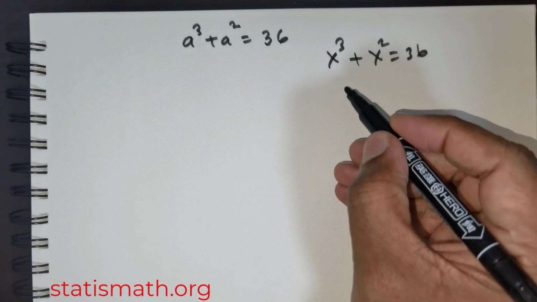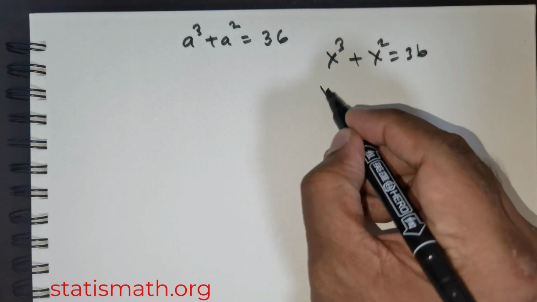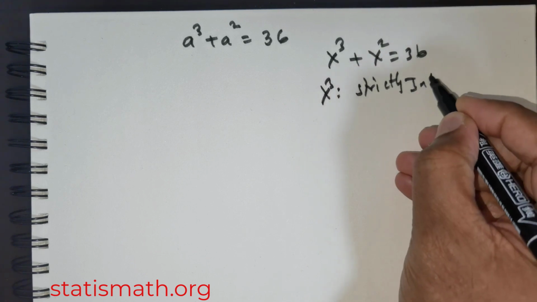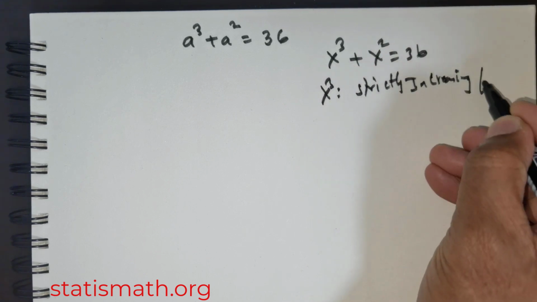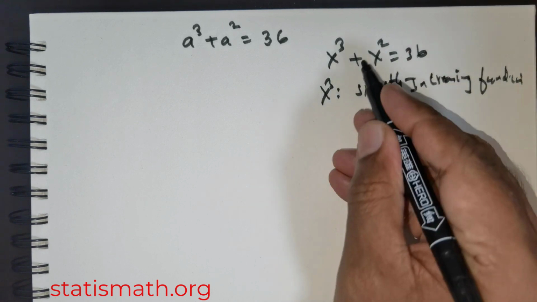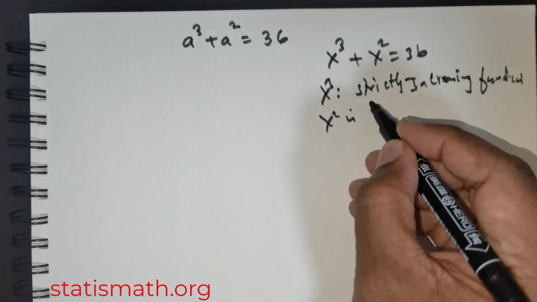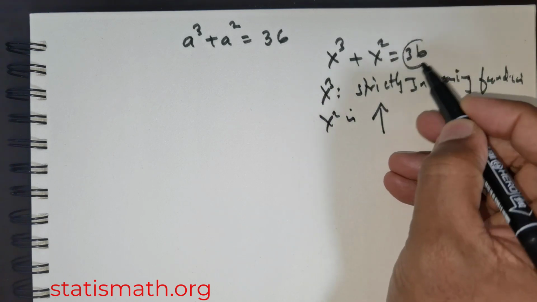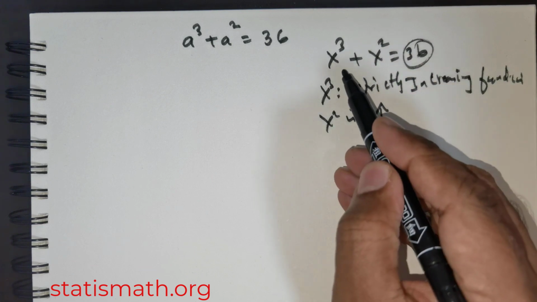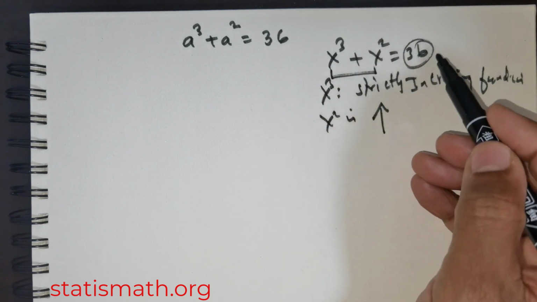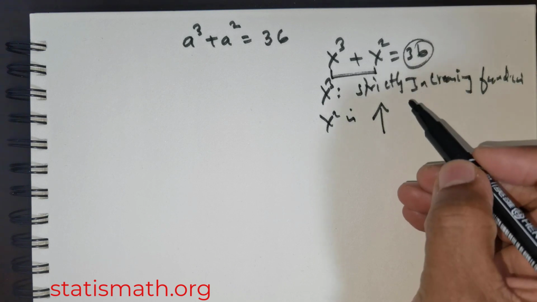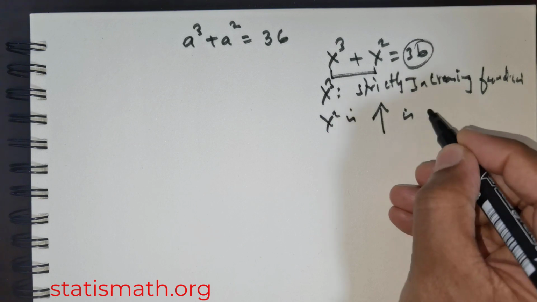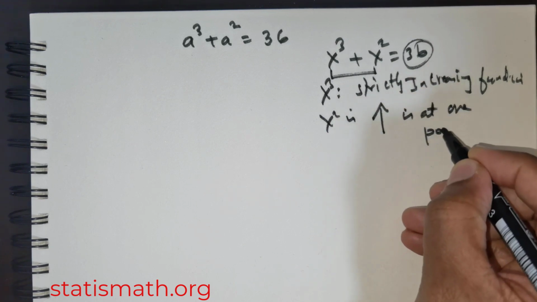In all fairness, if you were to examine x to the power of 3, it is strictly increasing, right? This is a strictly increasing function, and x squared is also strictly increasing. On the right hand side you have a constant function. So you have two increasing functions on the left and a constant function on the right. The only possibility that the left hand side will be equal to the right hand side is at one point.